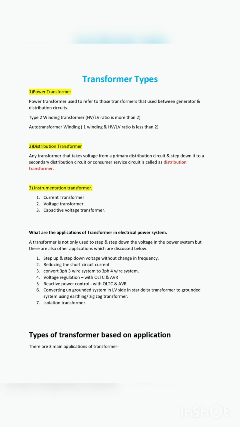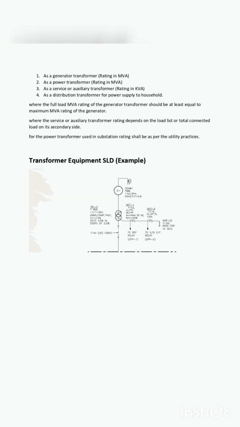7. Isolation transformer. Types of transformer based on application. There are 3 main applications of transformer. 1. As a generator transformer, rating in MVA. 2. As a power transformer, rating in MVA. 3. As a service or auxiliary transformer, rating in kVA.